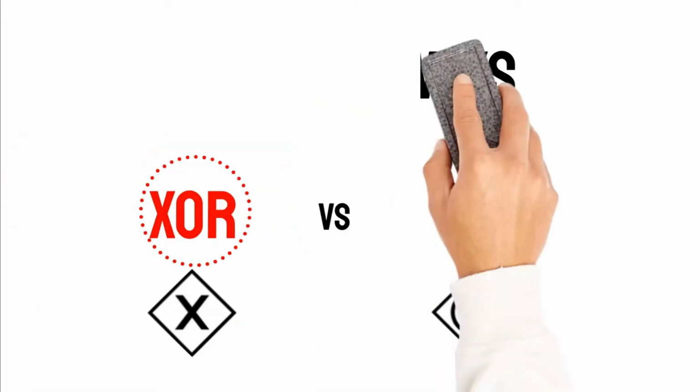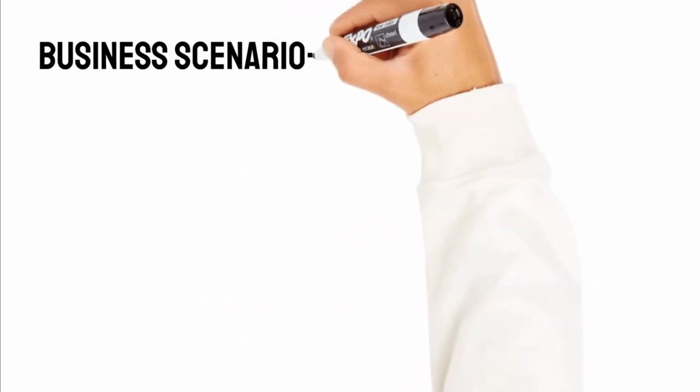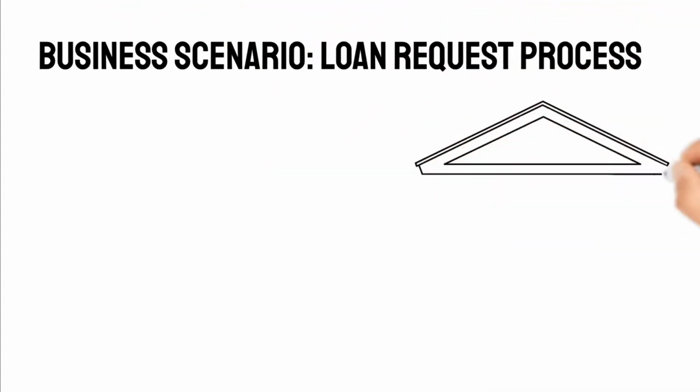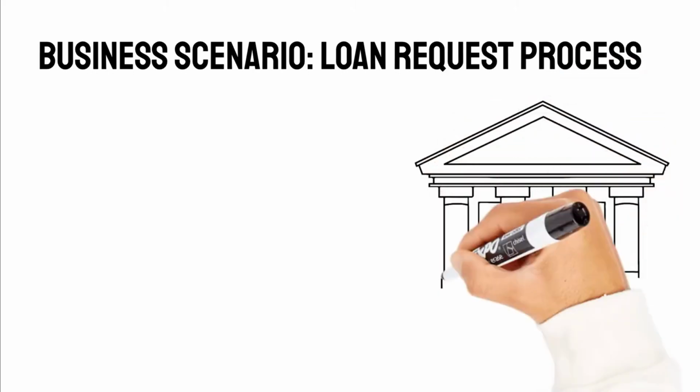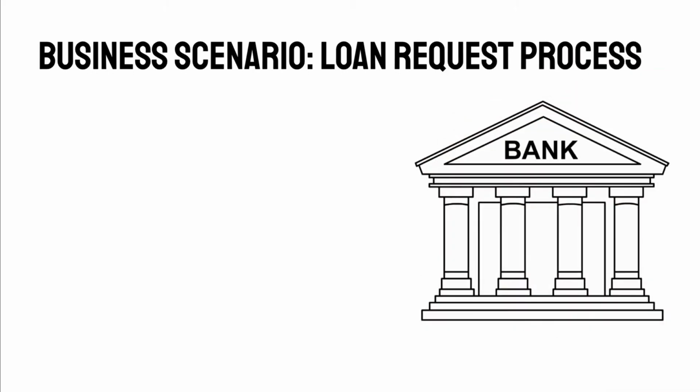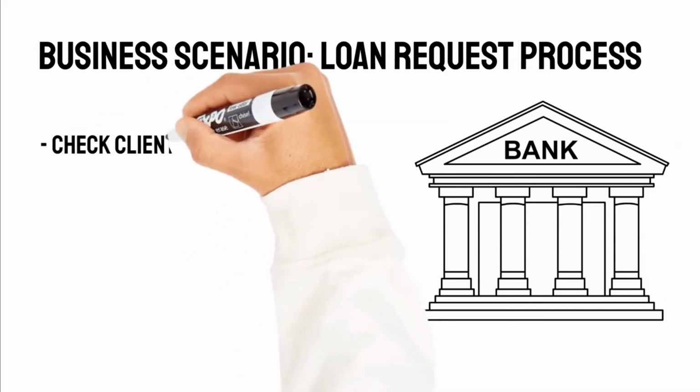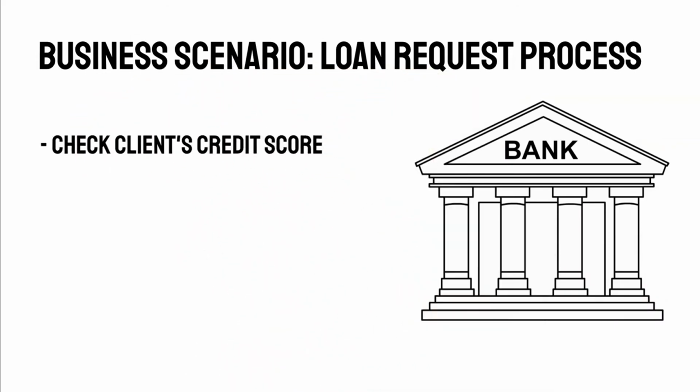Imagine the following business scenario. We are working for a bank and we have the job to model the loan request business process. To keep things simple, let's assume that as soon as a loan request gets into our systems, the first step is to check whether the client who is requesting a loan has a positive credit score. So either the credit score is positive or not.